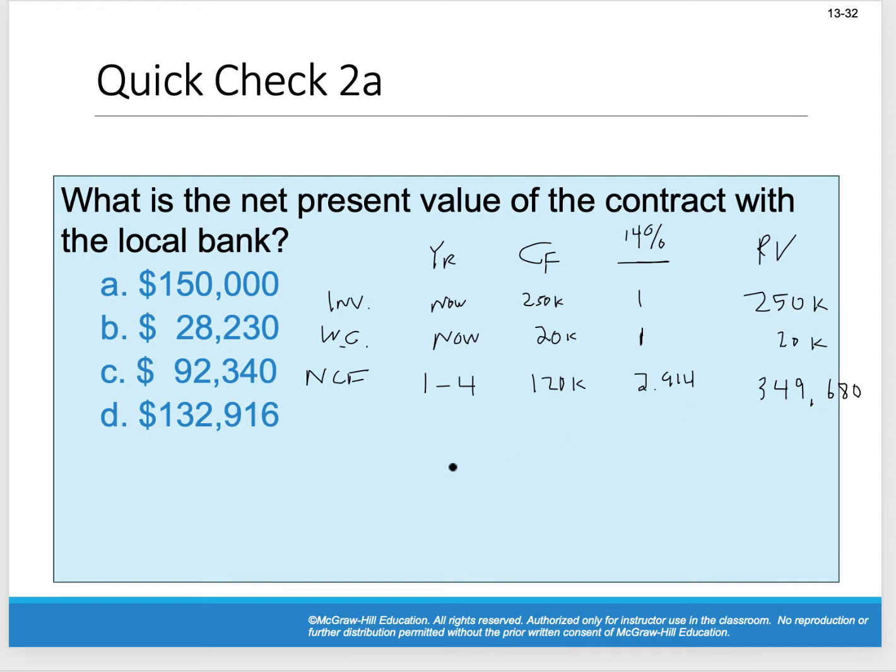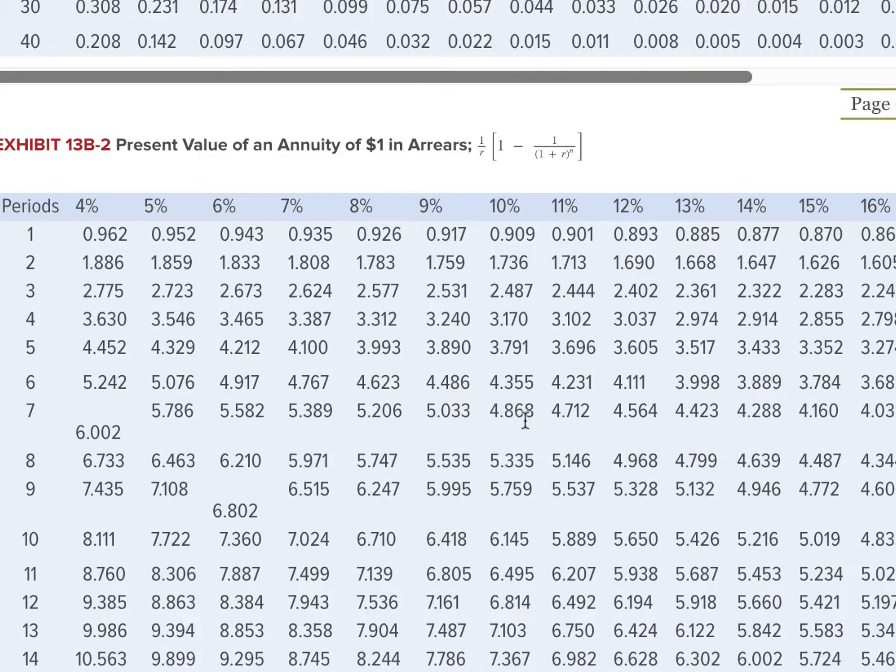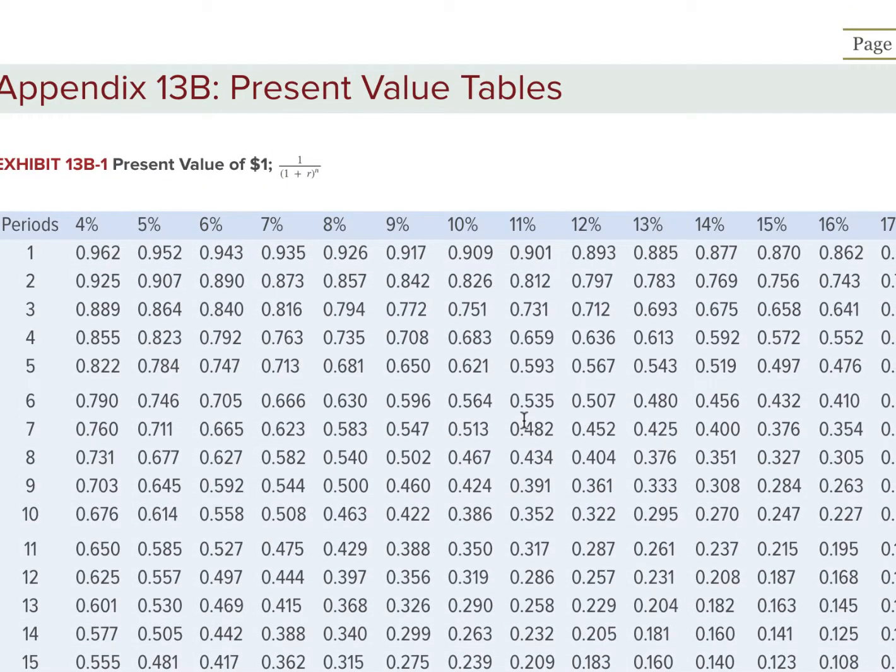Okay, no problem. Now, in year 2, I have the upgrade. That's going to happen in year 2, right? How much am I going to have to pay for that? Well, I'm going to have to pay 90 grand. How much is that 90 grand worth today in today's dollars? Well, let me figure it out. It's a one-time cash flow, so I'm going to go to my present value of $1. I'm going to find 14%. I'm going to look at year 2, and I got 0.769.